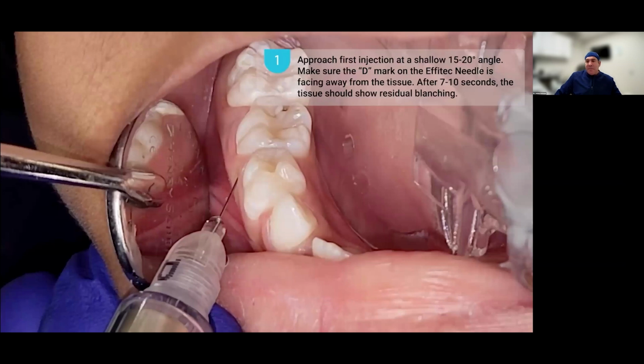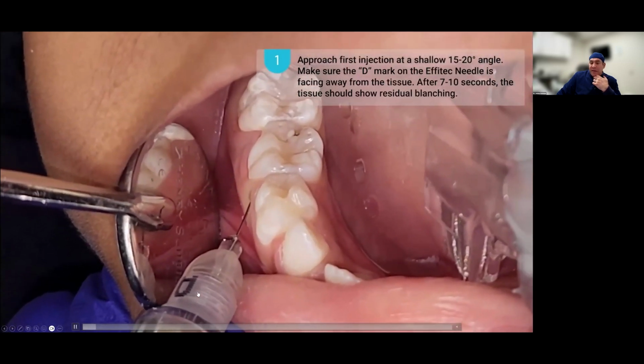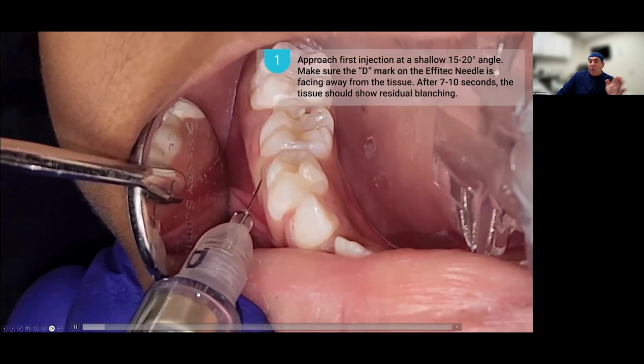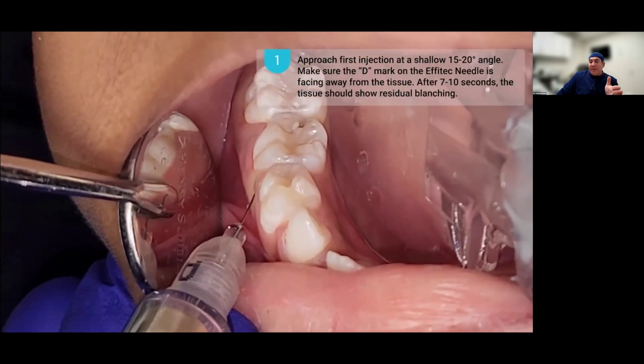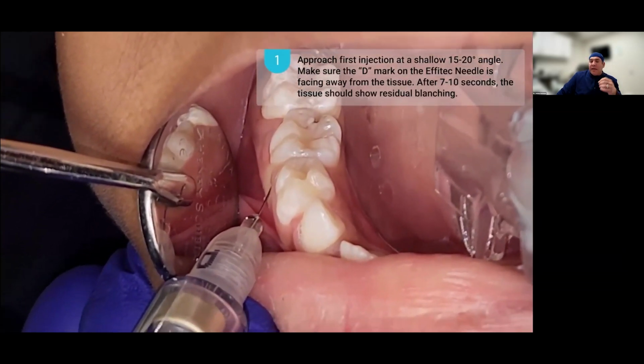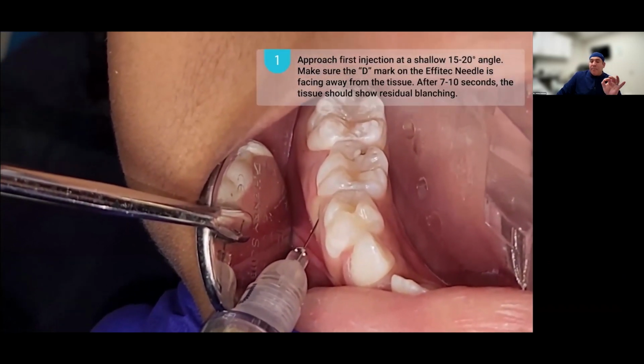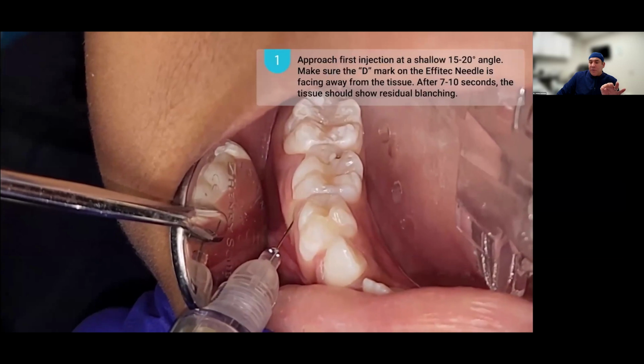Some of you may have seen this video before. Thank you, Paul Bond, for this. Absolutely excellent. So let me show you a video of the three steps, for those of you that don't have these units yet. In this first step, we can see we have a D on our needle. That D is facing away from the soft tissue. We're coming in at about a 15-degree angle, and we're going to give this local in small drops. This is drop by drop delivery of your local anesthetic.